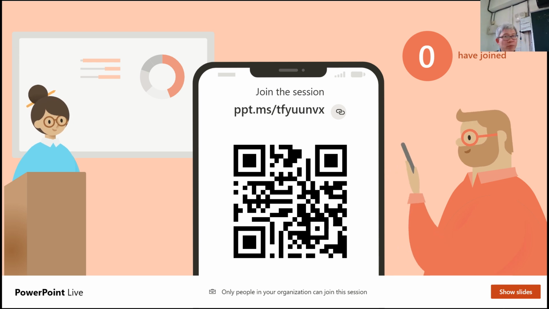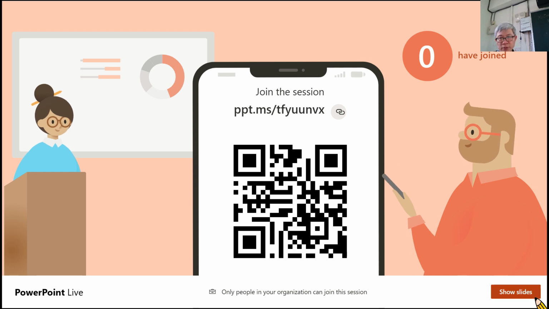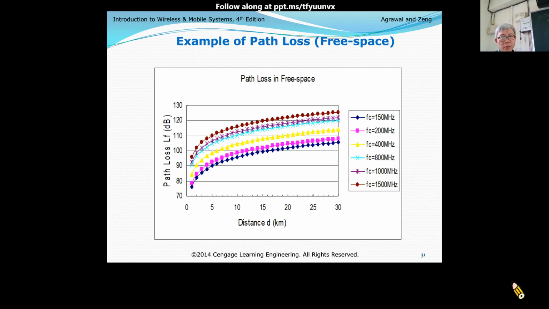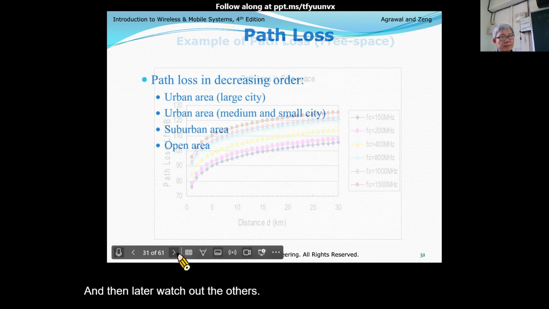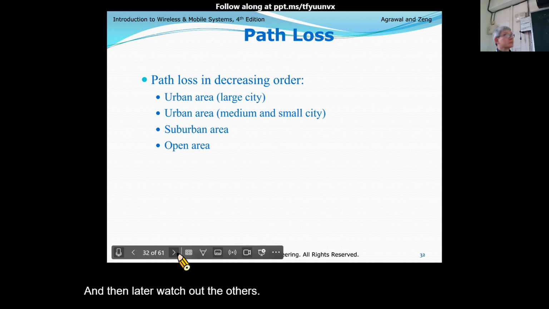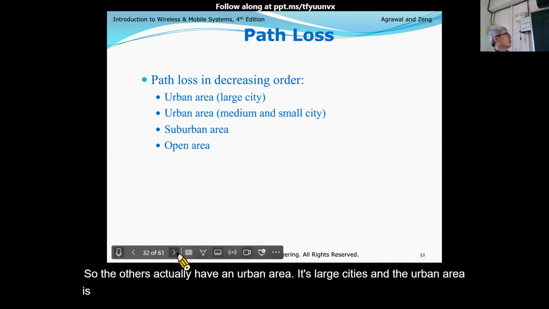So if not, then we move on to the next one. So we have the free space example. And later we will check the others. So the others actually we have an urban area, it's a large city. And urban area is a medium small city, and suburban area and open area.